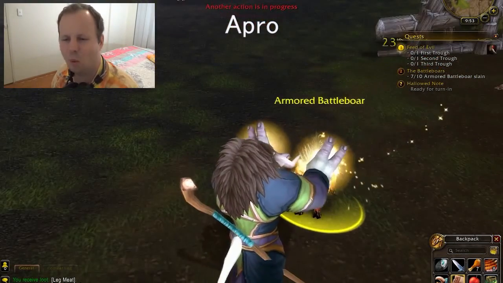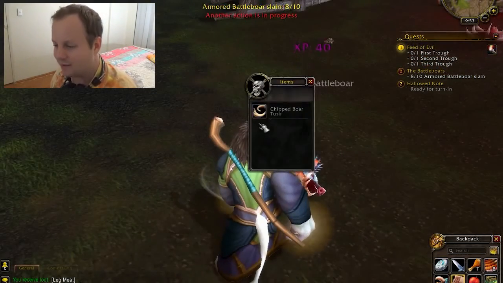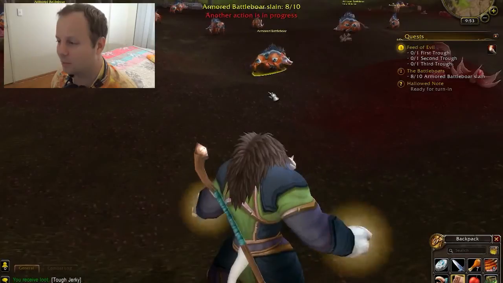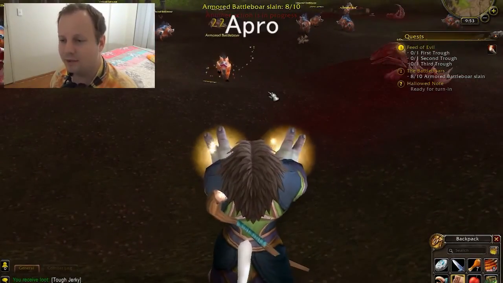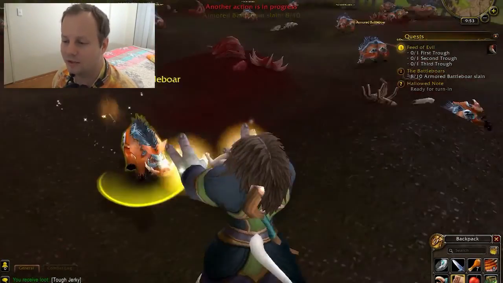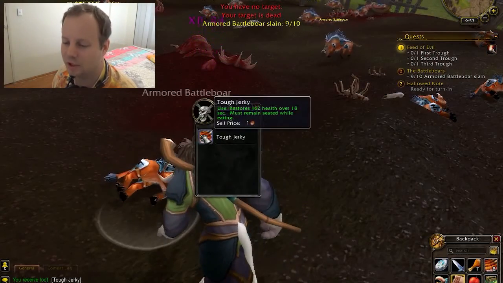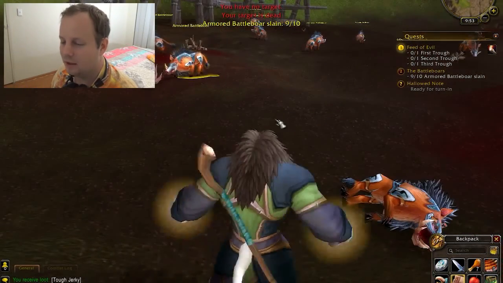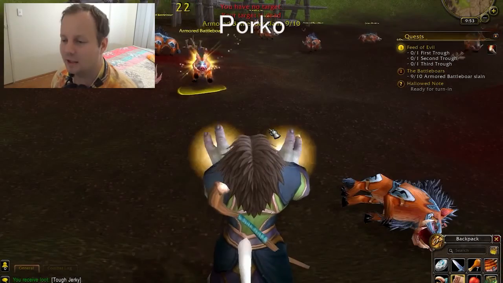And you're probably thinking, what's the difference between the two? Well, basically the difference for those words in Esperanto is that apro is a wild pig, okay? So that's what a boar generally means in English, while a porco is a domesticated pig.